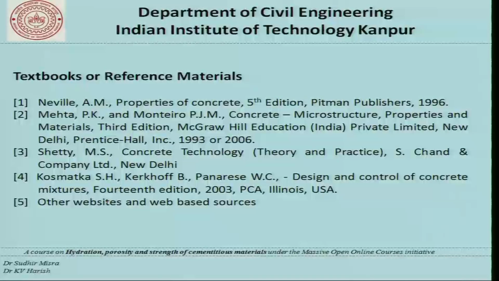With this, we are more or less at the end of this discussion, and these references and textbooks will help you understand the topic better.